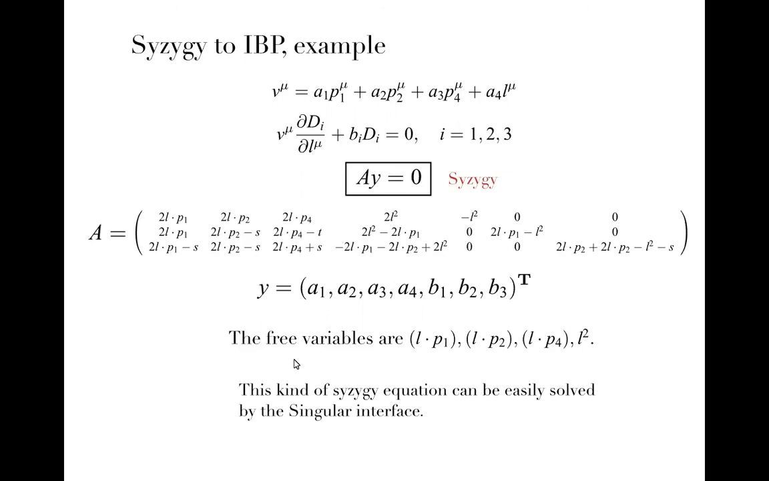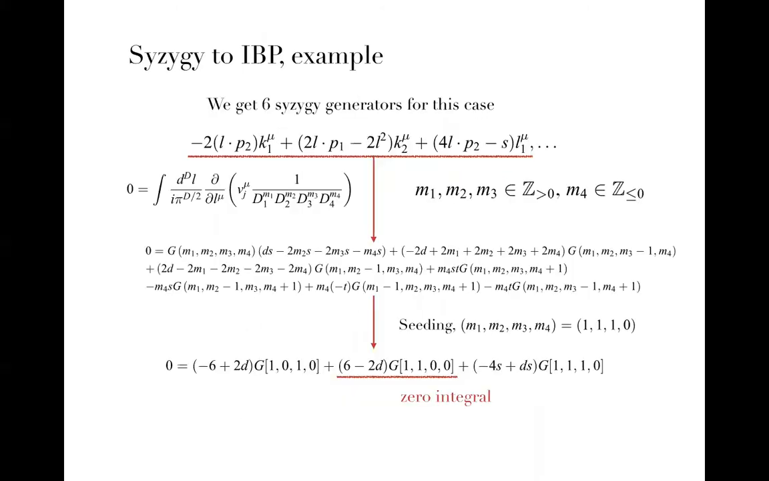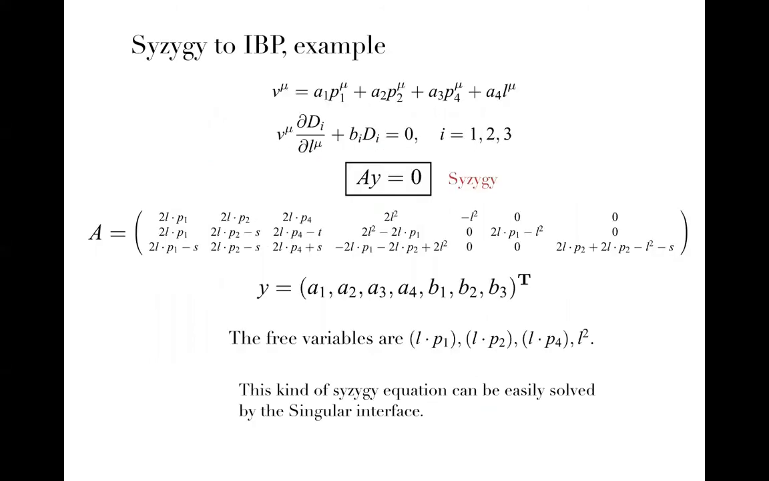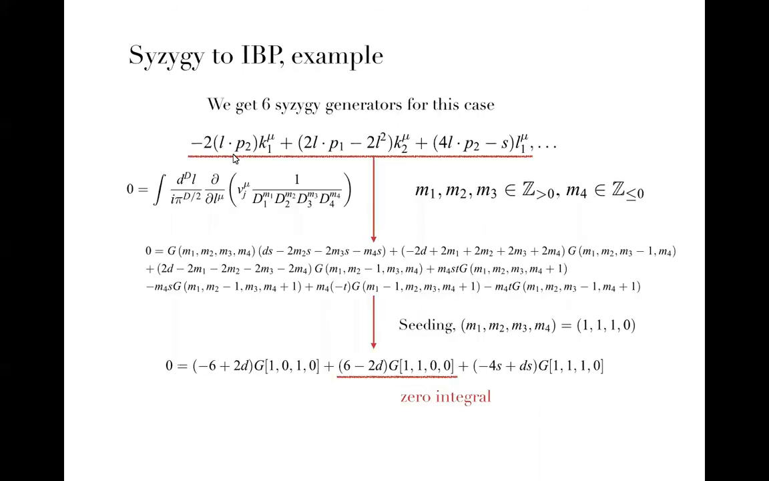So I solve this kind of CCD equation. It seems like I get 6 CCG generators. Actually, you can easily say I can do some kind of trimming algorithm to get rid of some of the generators. But here I just look at the one generator. For one generator, it looks like this. So this kind of A, they are already known here.